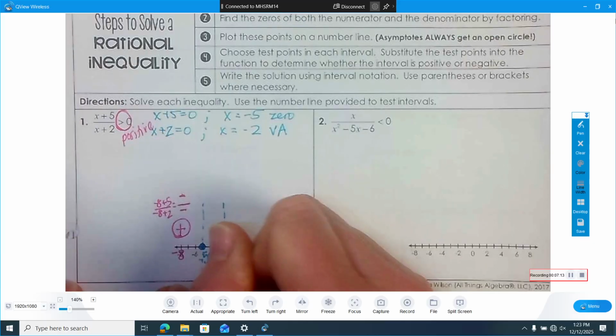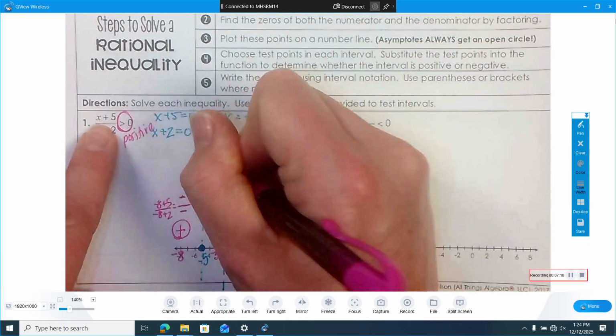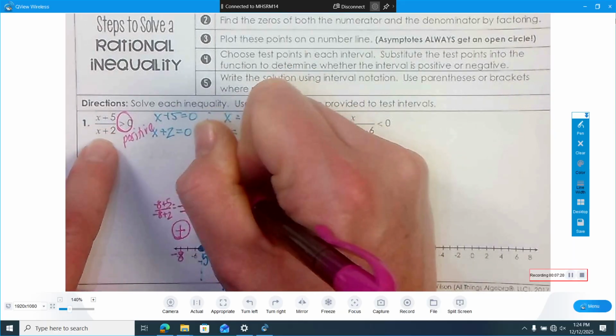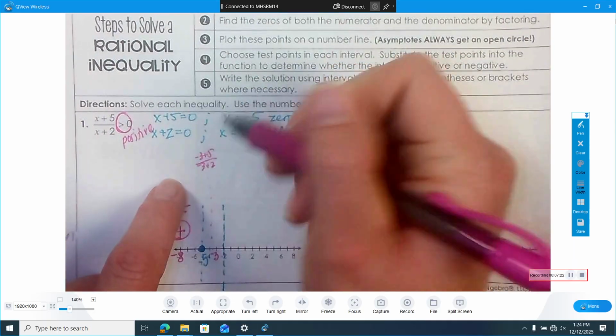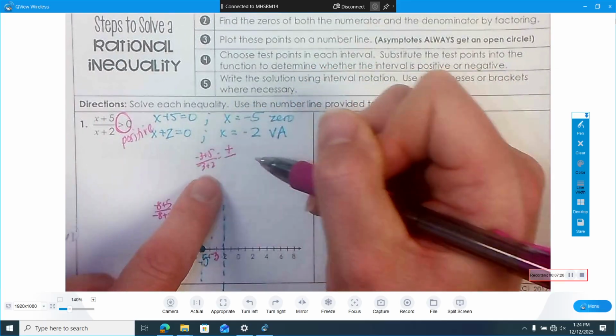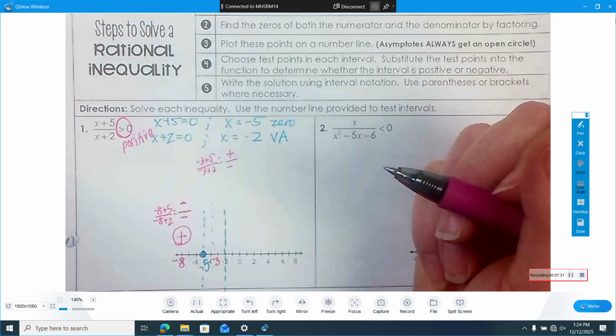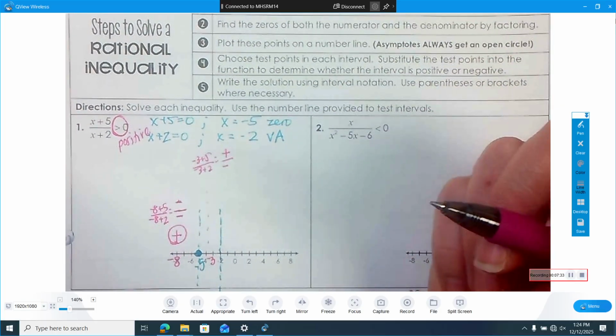What can we plug in between negative 5 and negative 2? Negative 3. Okay. So once again, I'm going to go up here and just plug in negative 3 plus 5, negative 3 plus 2. What is negative 3 plus 5? The positive 2. And then on the bottom? Negative 1. And again, I really don't care about the value. I just care if it's positive or negative.